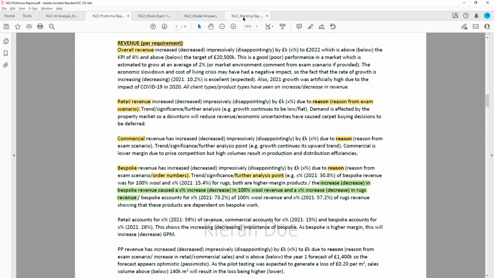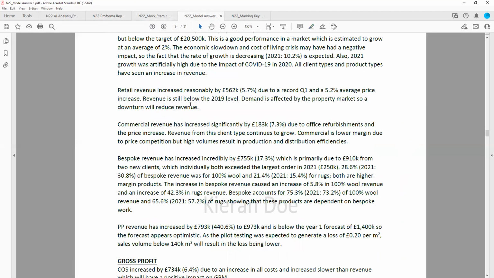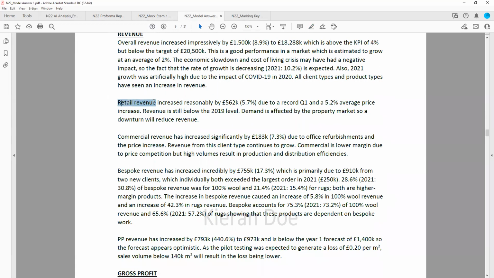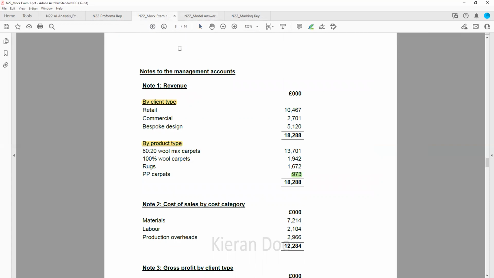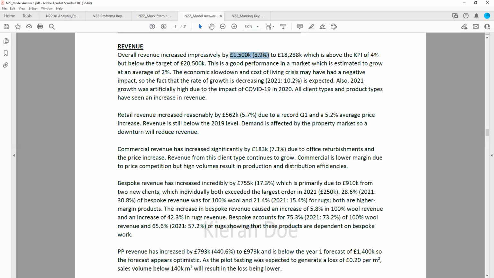So if we think about what we're trying to achieve here by using this approach, like I said, with our different sections here. So with retail, we're saying number, reason, further insight point, context point. What we're trying to do here is get that mark there for retail, nice and easy, that one, picking up the mark there for the number. Sorry, we did overall revenue first. So maybe if we look at overall first, we've got overall revenue. So this is what it's gone up by, above the KPI and below the target.